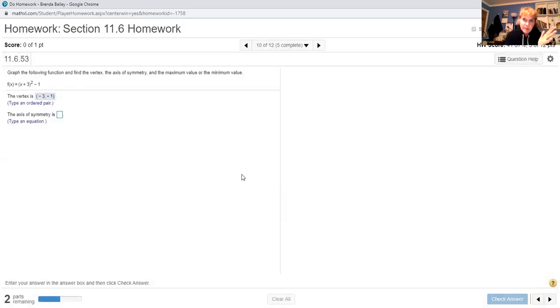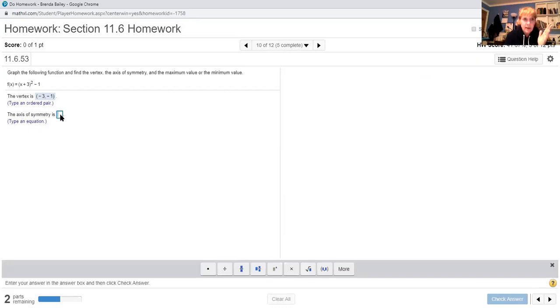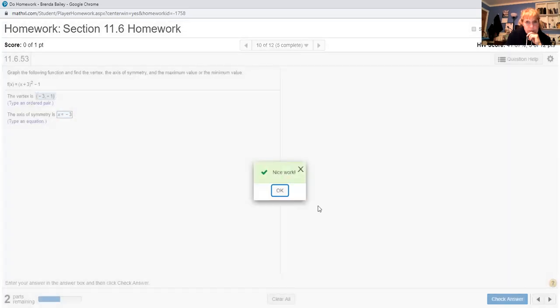The axis of symmetry, type an equation. It's an equation. It's always x equals, and it will always be the x coordinate of the vertex. It'll cut down through that vertex. So -3. There we go.